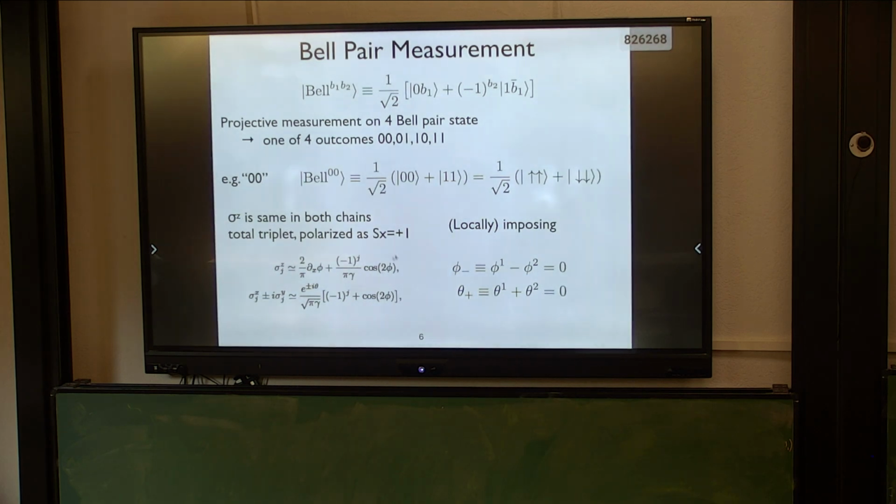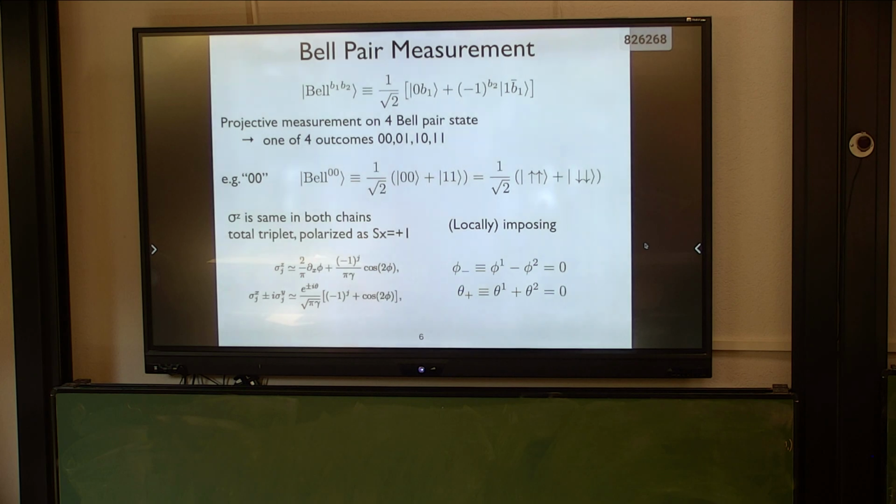Then chain 1 and chain 2 both have the same SZ, sigma Z. Roughly, this means that the argument of the cosine, this phi field, must be the same between chain 1 and chain 2. So we can replace this Bell pair 0, 0 state with the condition phi 1 equals phi 2 at the measured point.